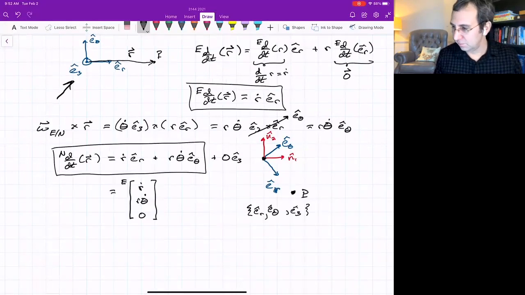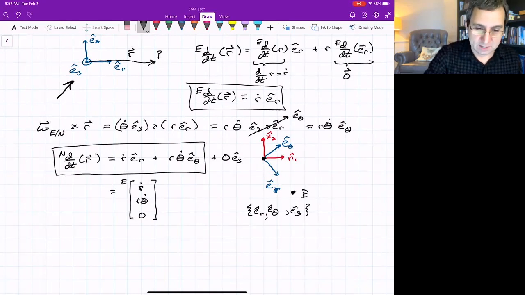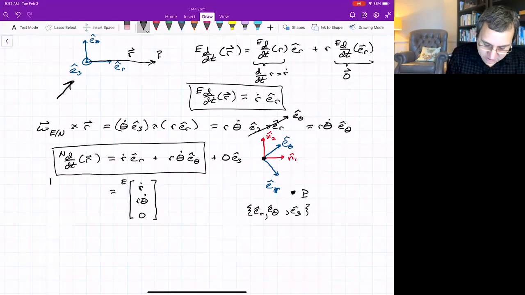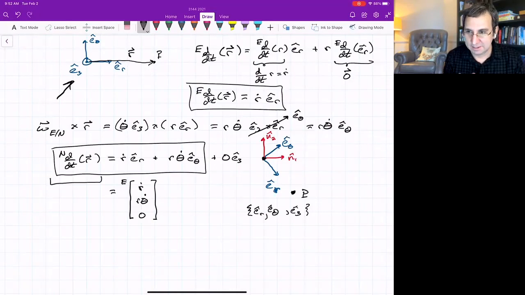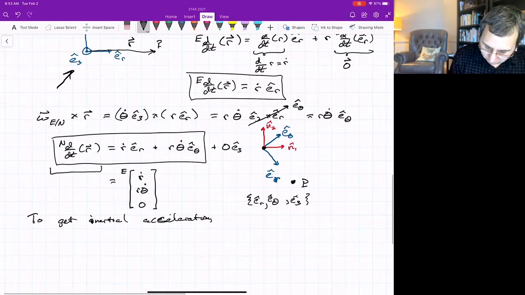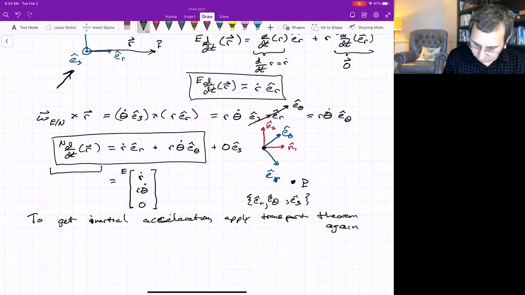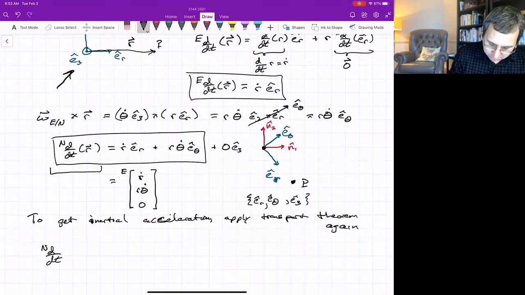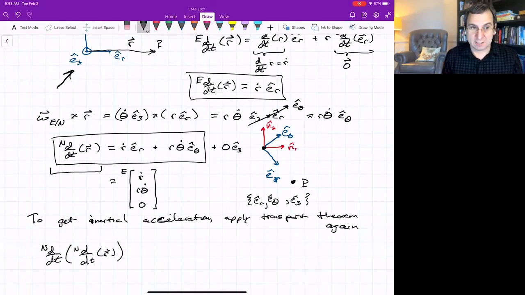Now, for me to use Newton's law, I need to get the acceleration. So I'm going to have to write the next derivative. And how do I do that? Well, this is just another vector. So I could take this vector and plug it into the transport theorem. To get the inertial acceleration, I just apply the transport theorem again. That was the first formula I wrote up above. So this would be the derivative with respect to N of the derivative with respect to N of this vector r. So that's the inertial acceleration.